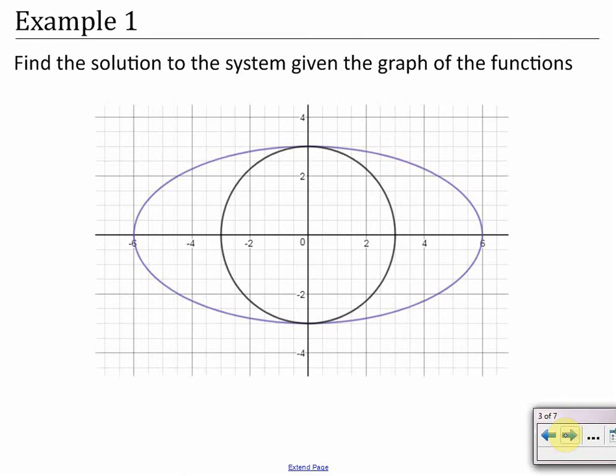So in this example, find the solution to the system given the graph. We are already given the graph. Remember, find the solution just means find the points of intersection. So this one is kind of easy because we're already given the graph. We don't even have to do any work, actually. We just have to see where the two graphs intersect.